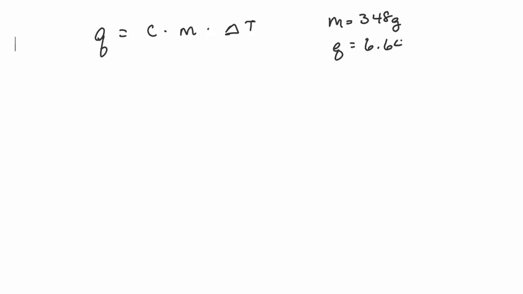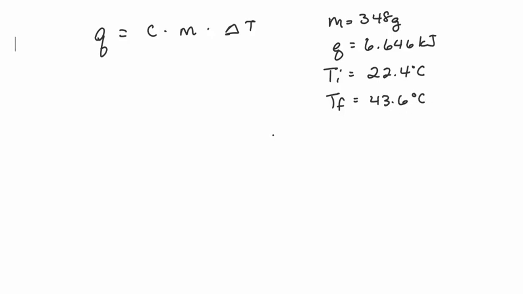Similarly, we can calculate specific heat capacity if we have the heat, mass, and temperatures. So again, using my equation, Q equals C times M times delta T. If we have a sample that has a mass of 348 grams, and that absorbs 6.646 kilojoules of heat, if we start, so our TI, at 22.4 degrees Celsius and end, so our TF, at 43.6 degrees Celsius, what is the specific heat of this substance?